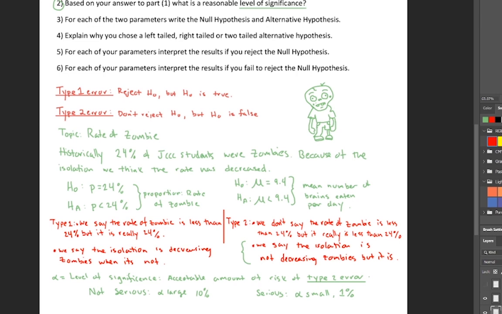So if you're doing a hypothesis test that's about something that's not very serious at all, like some students are doing, like wasn't there some examples about Chick-fil-A? Chick-fil-A?